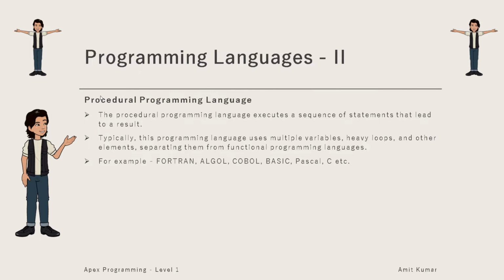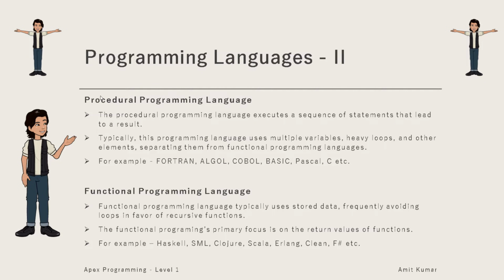Now you might be wondering what loops are. For now you can consider loops to be nothing but statements which are repeated for a certain amount of time. These loops are quite heavy in procedural programming language and they use a lot of variables. These are the features which separate it from functional programming language. Some examples of procedural programming languages are Fortran, Algol, COBOL, BASIC, Pascal, C, etc. Most of them are quite old and are used very little nowadays.